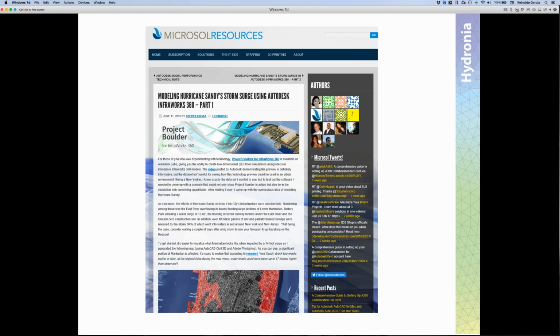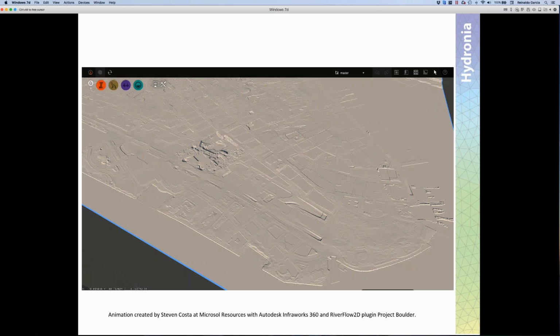So you are also welcome to visit Stephen Costa's blog, where they explain in more detail what they did with InfraWorks. And the second thing I'm going to present is the application. We replicated more or less the same thing in SMS, so you can see the differences.